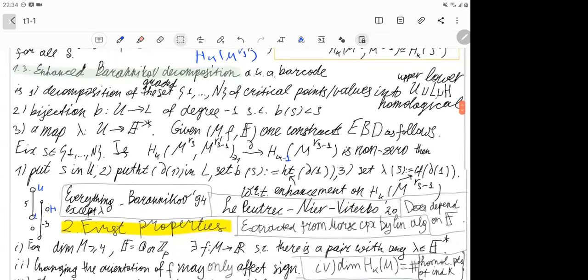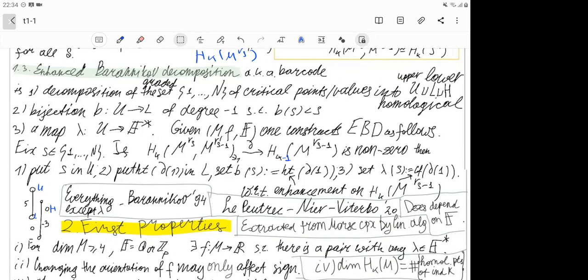So this orientation business is really not that big. If you change the orientation of f, it may only affect the sign. So if you change the orientation of either this point or this point, then this 5 changes to -5, and nothing else happens. So canonically, you have all numbers defined up to ±1.